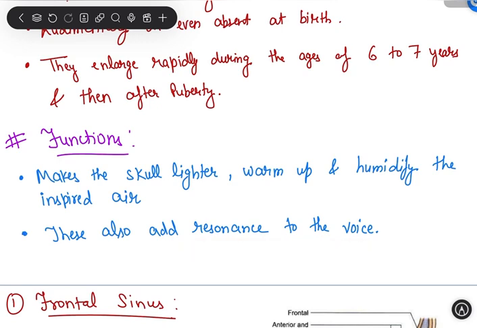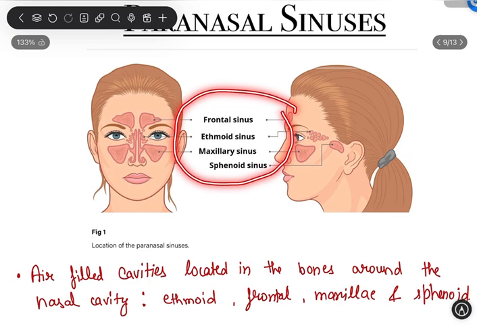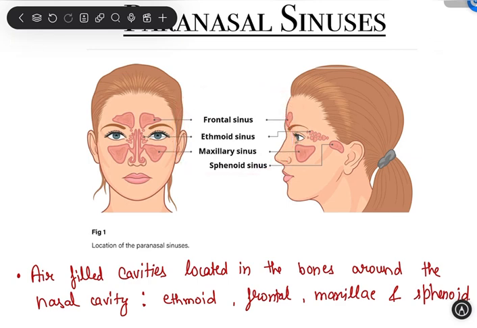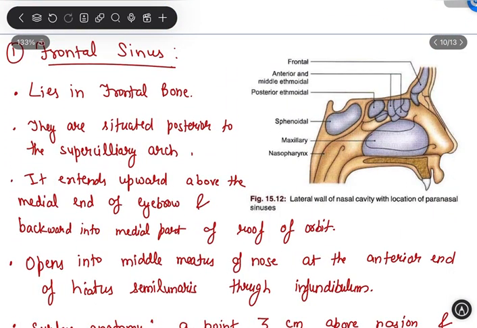Now we have the four paranasal sinuses. In this diagram, you can see all four paranasal sinuses: the frontal sinus, ethmoid sinus, maxillary sinus, and the sphenoid sinus. We will briefly discuss these sinuses one by one. Let's start with the frontal sinus. The frontal sinus lies in the frontal bone and is situated posterior to the superciliary arch.